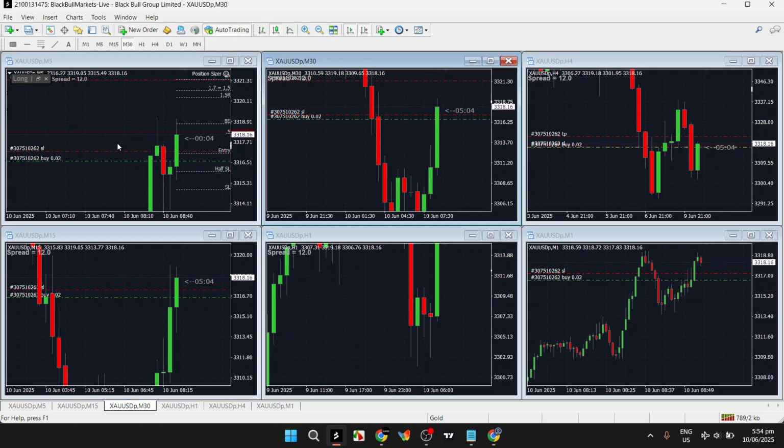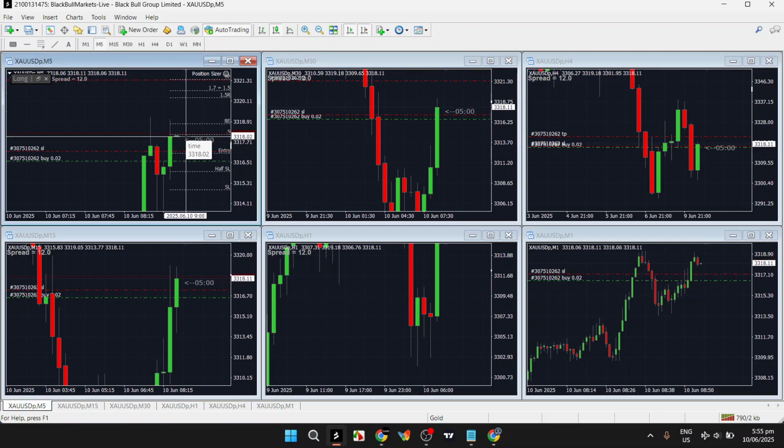Anything can happen. If it closes right there, we have a high chance of getting stopped out because the 5 minute needs to create a wick to go up. But then it is what it is, right? If we are out of the trade, then we are out of the trade.